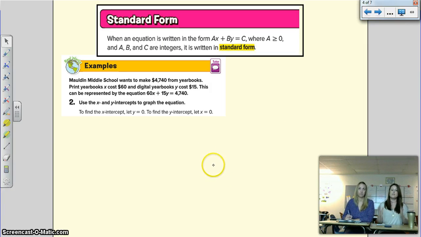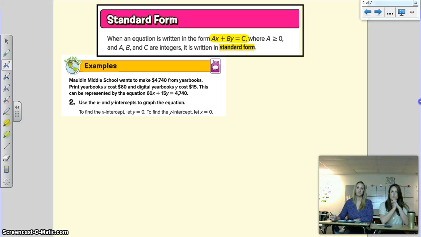Standard form is a different form of the same equation, of a linear equation, and it is written ax plus by equals c, and a has to be greater than 0, and it cannot be negative. The end. Done. So this is where you're going to write an equation with 2 different variables happening at the same time. So let's look at this.